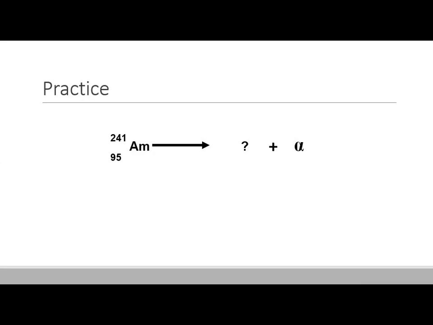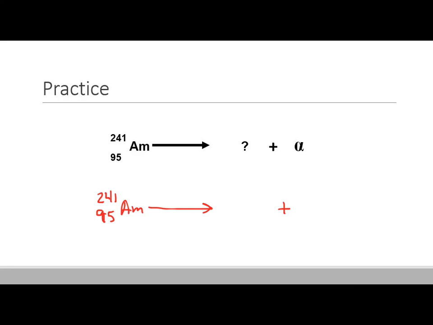So let's go ahead and practice. Let's talk about americium-241, which is the element that's in your smoke detectors. And notice that I tell you in this case that it's giving off an alpha particle, right? And then some kind of mystery isotope here. So the first thing I'm going to do is rewrite this. So this is 241, 95 americium. Okay, I have my mystery isotope, and then I have an alpha particle.